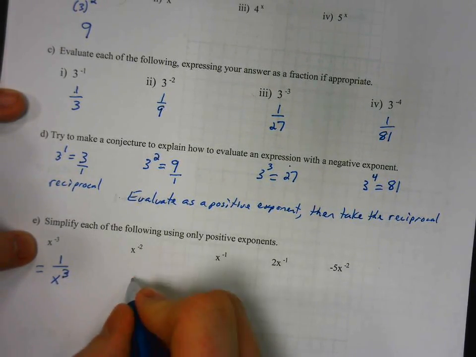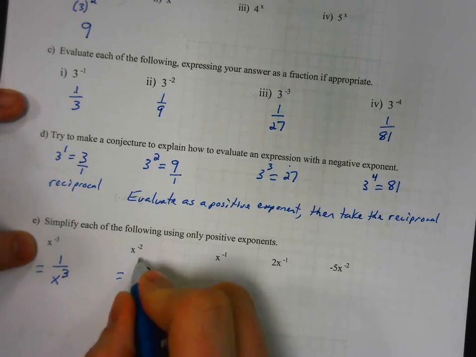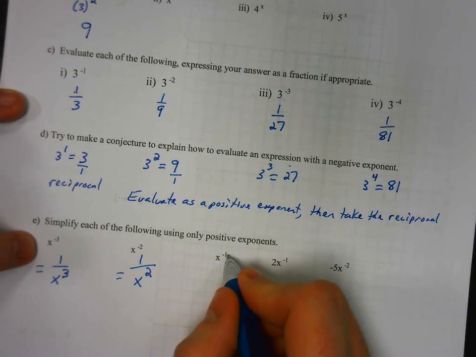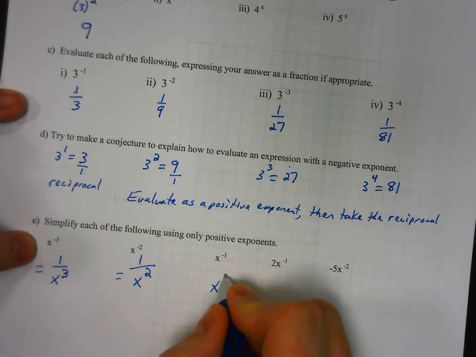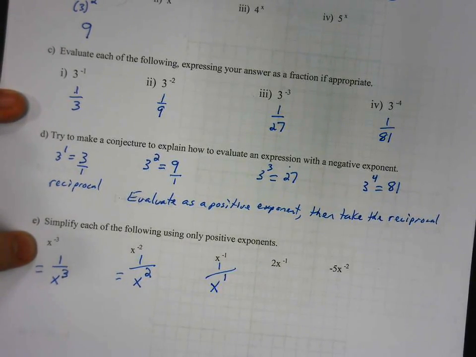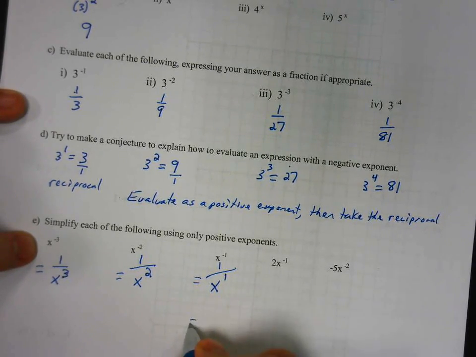X to the negative 2, well, evaluate it as a positive exponent, x squared, flip it to get 1 over x squared. X to the negative 1, x to the first as a positive exponent, and then flip it. So 1 over x to the first, or just 1 over x. You can write it that way.